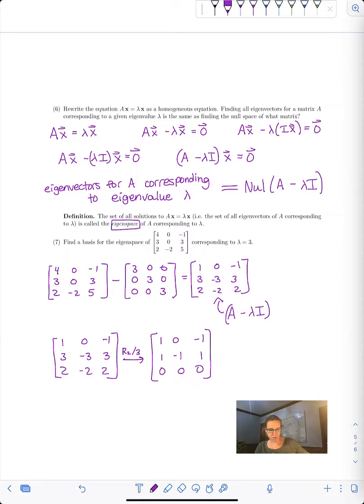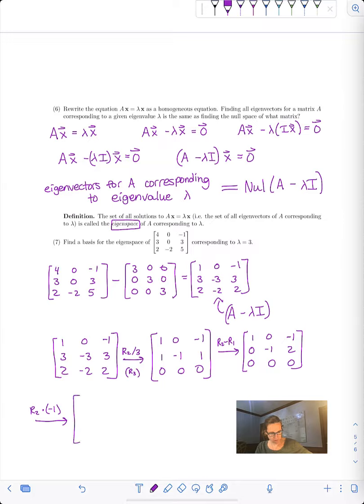And so now we need to take row 2 minus row 1. So I did some stuff to row 3. Keep that written down. And so we get 0 minus 1, and then 1 minus negative 1 is, I believe, a 2. And finally, we should multiply row 2 by negative 1 to get rid of that negative sign. So 0, 1, negative 2, 0, 0, 0.